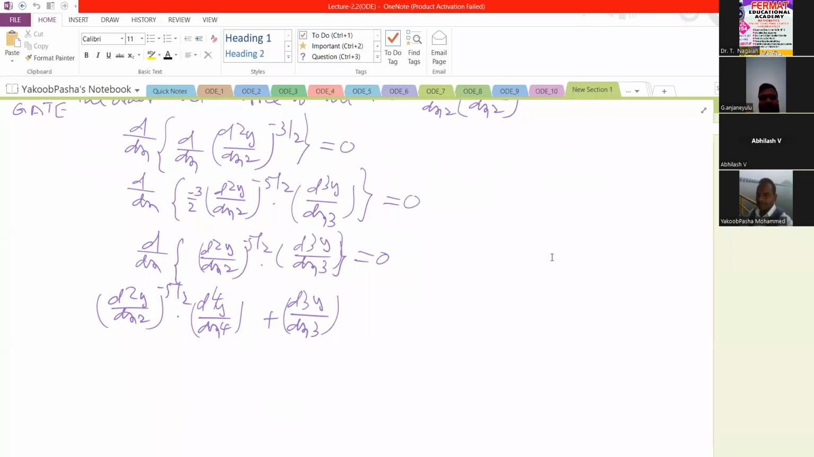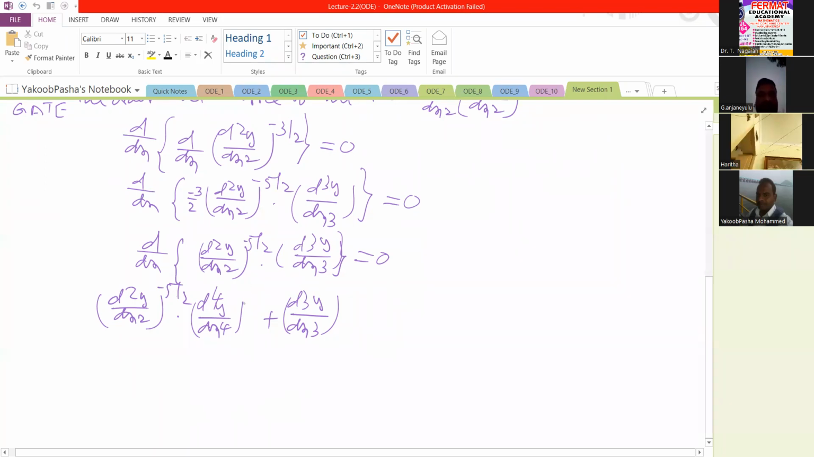Differentiating one time with respect to x, again differentiating with respect to x, that is d by dx of (d²y/dx²)^1 power minus 5 by 2 into d³y/dx³. We can differentiate this by using the uv formula, uv' plus vu'. So here u value is (d²y/dx²)^(-5/2), and differentiating d³y/dx³, that is d⁴y/dx⁴, and the constant d³y/dx³, and differentiating (d²y/dx²) whole power minus 5 by 2.